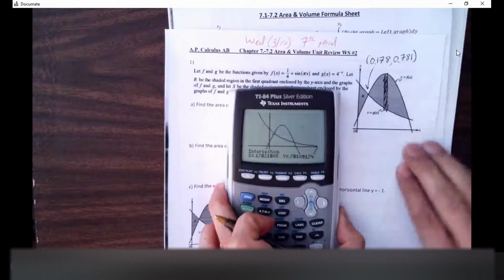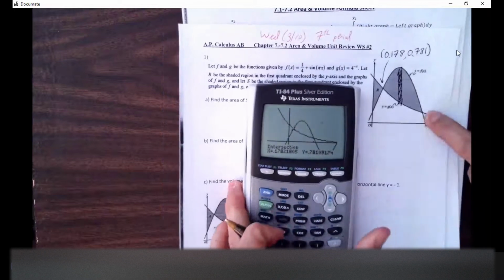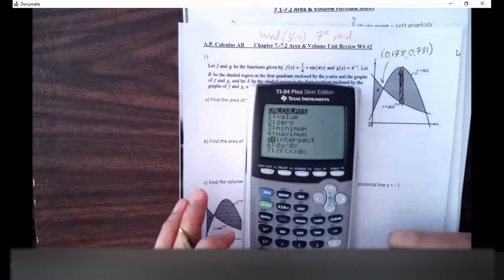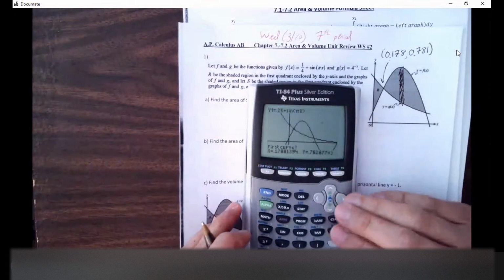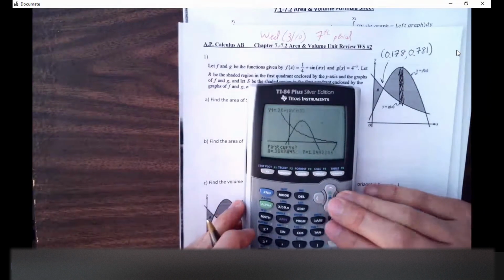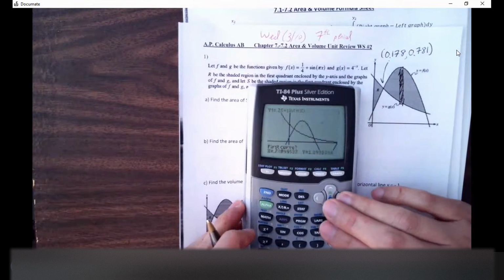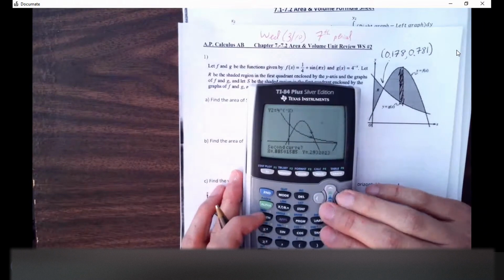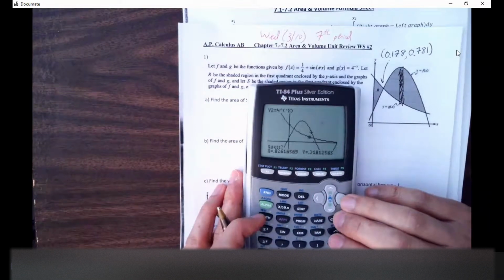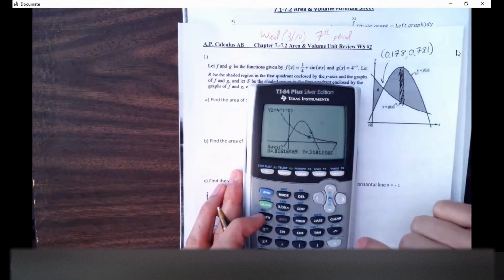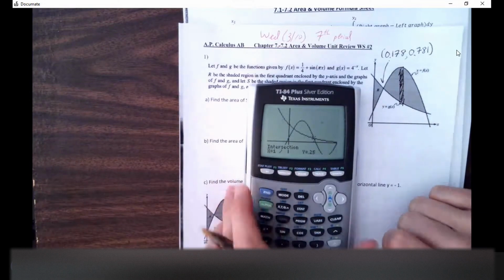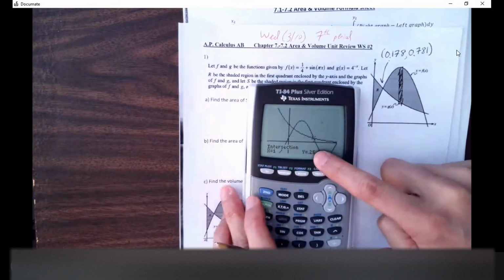Now I need to find the other X value here. So second trace again, intersect. Same graph. I just want to pick a point closer to my second intersection. Hit enter. Okay, relatively close to the intersection, hit enter again, and now it's going to find that intersection for us. So it looks like it's landing right at 1, and then the Y value is 0.25.